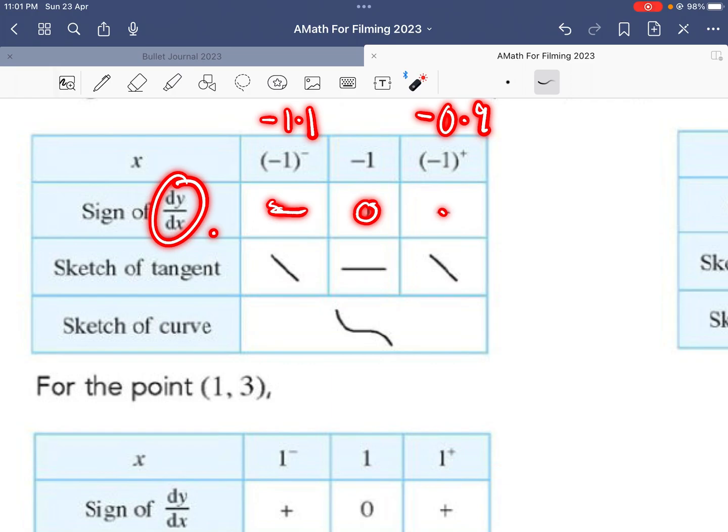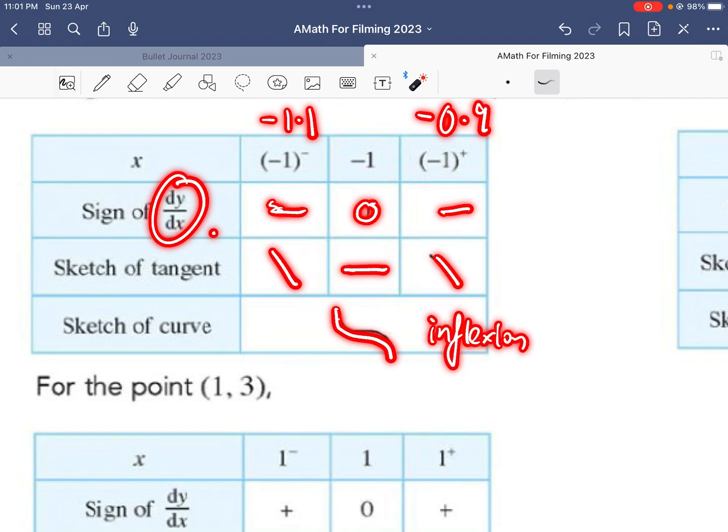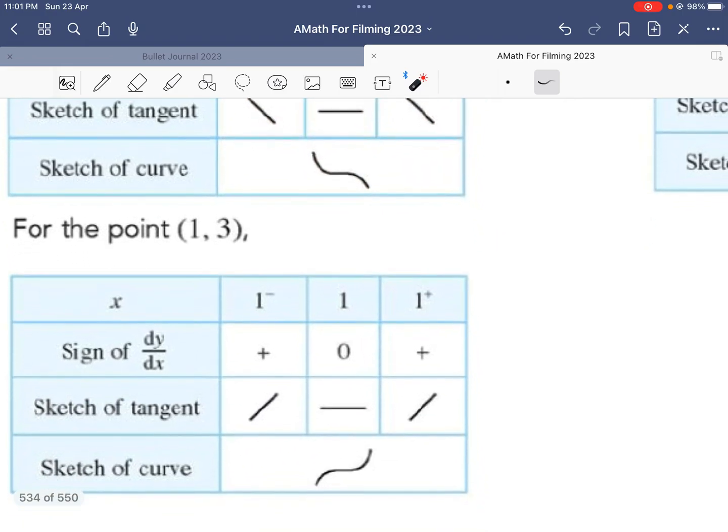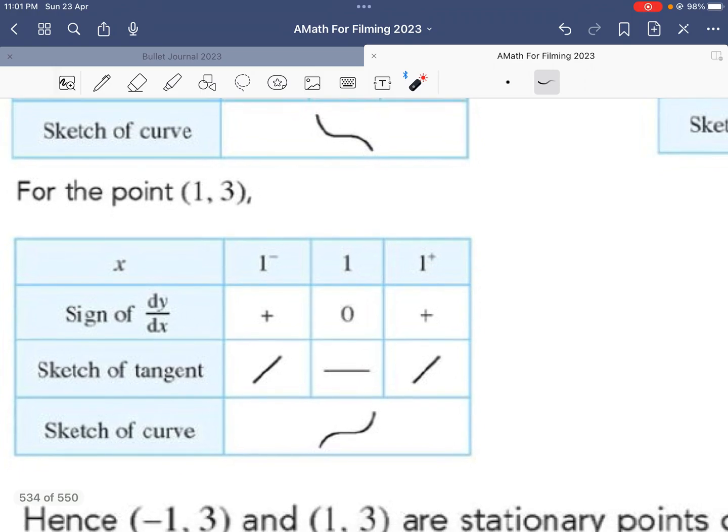This is a stationary point. To the right of it is negative. So if you sketch the tangent, negative, 0, negative, what we have is this. This clearly is a point of inflection. Similarly, for the point (1, 3), I won't belabor the point. What we get is positive, 0 and positive. This point too is a point of inflection.